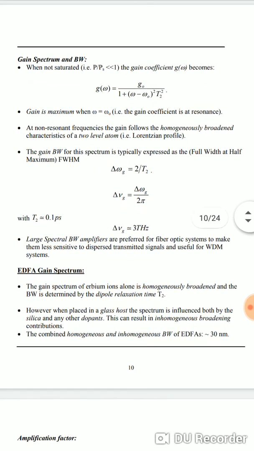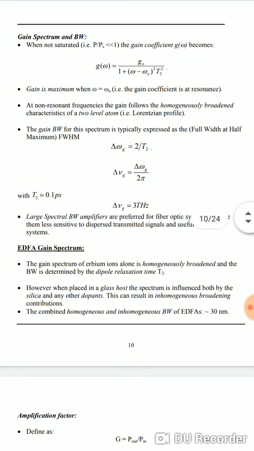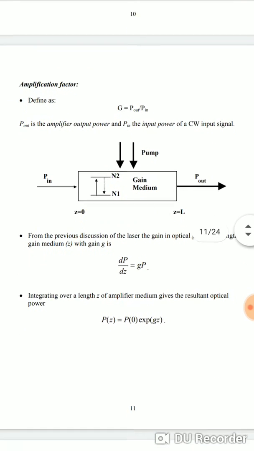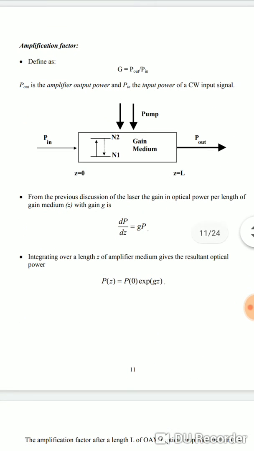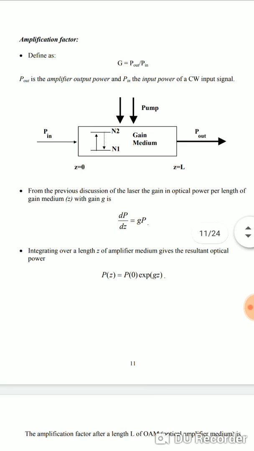These are some additional points that are not there in the syllabus, just for more reference. You can read whatever next points are given, those are additional, but a few of them we have to consider. The next parameter is the amplification factor. So how do we define the amplification factor of the optical amplifier? It is given by the term gain, and it is the ratio of P out divided by P in. P out is the amplifier output power and P in is the input power given to the amplifier.